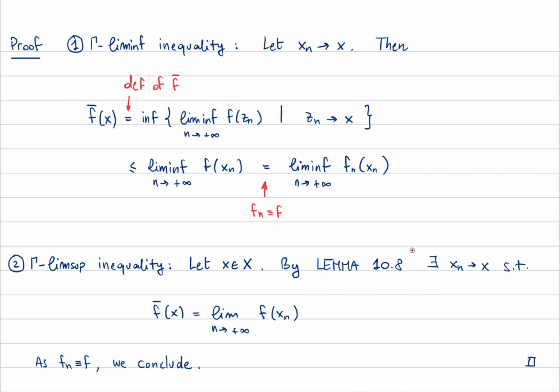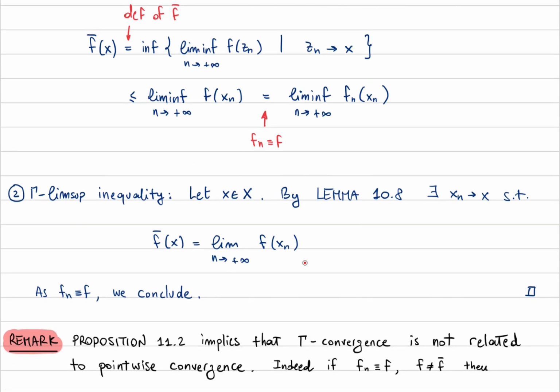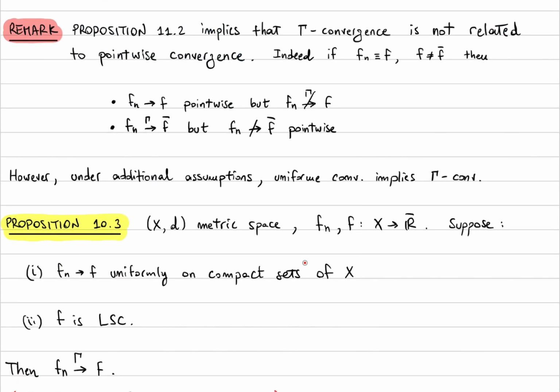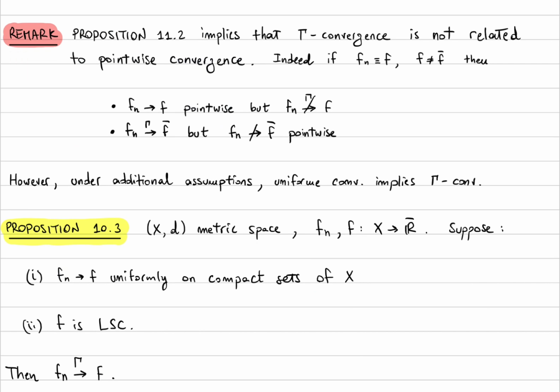And so we prove that the constant sequence gamma converges to the relaxation. And this is what we are saying in the following remark: Proposition 11.12 is telling you that gamma convergence is not related to pointwise convergence. This is because, if you take the constant sequence with f such that f is not equal to the relaxation, then obviously f_n converges to f pointwise, because f_n is the constant sequence.